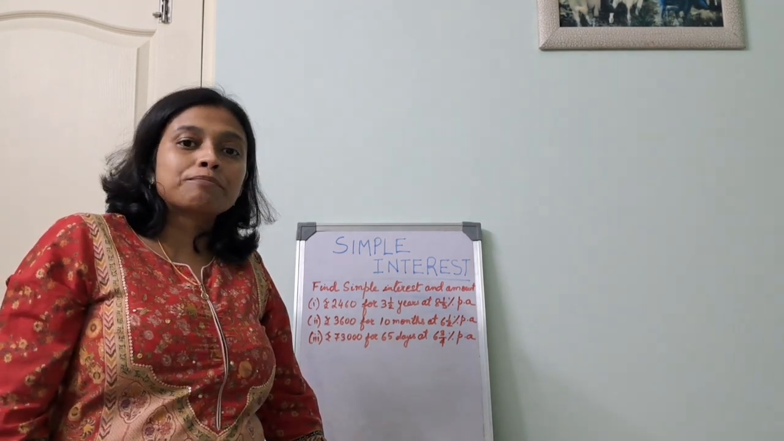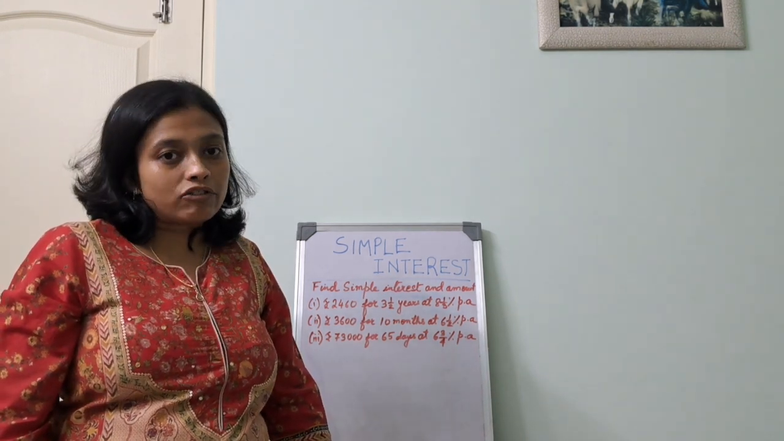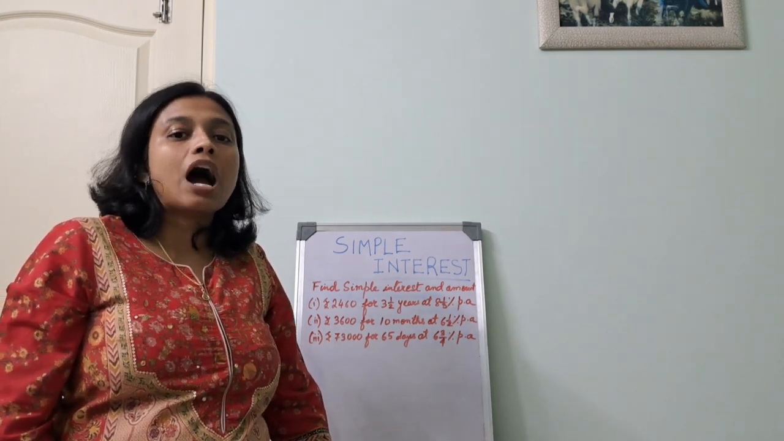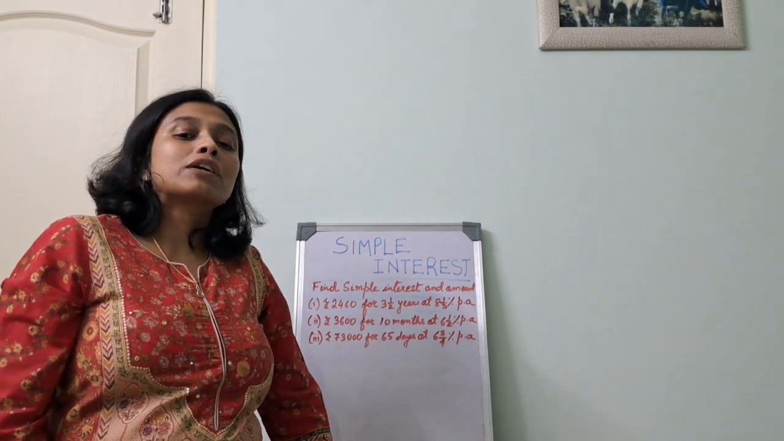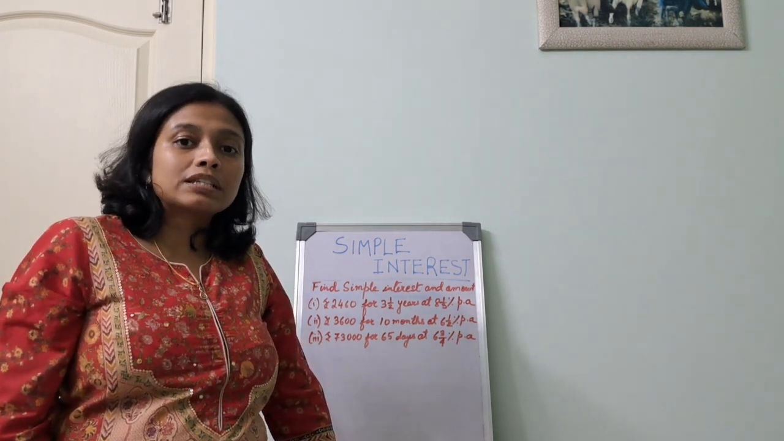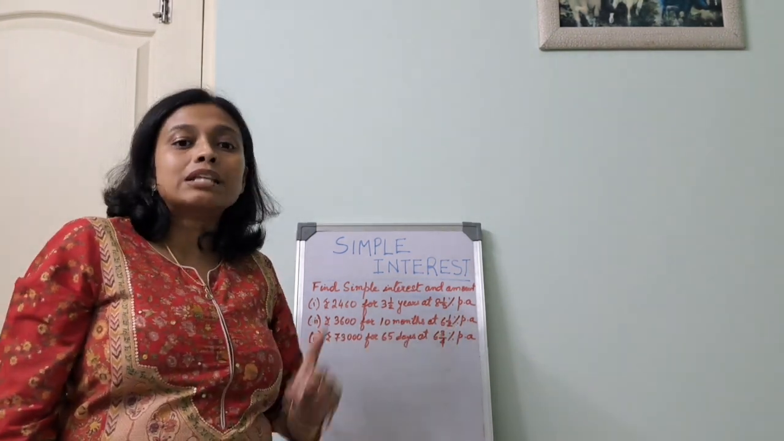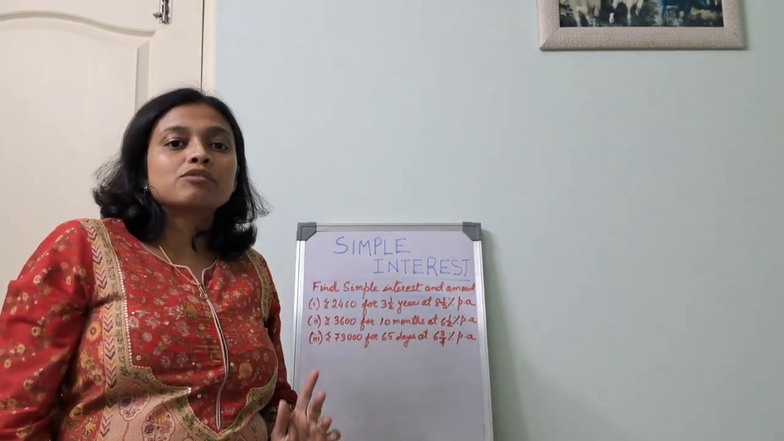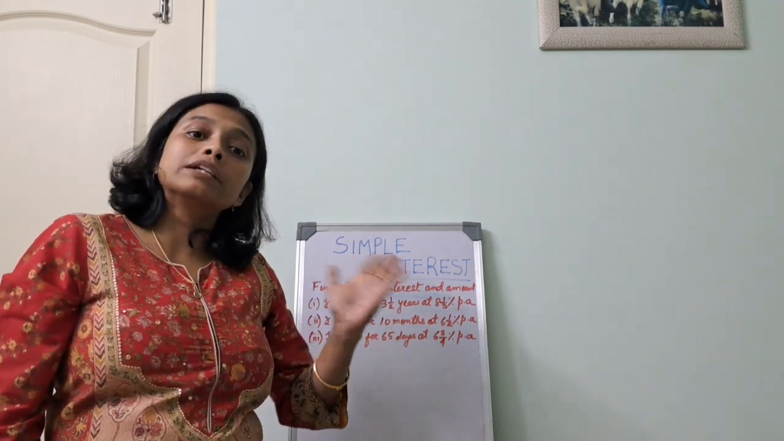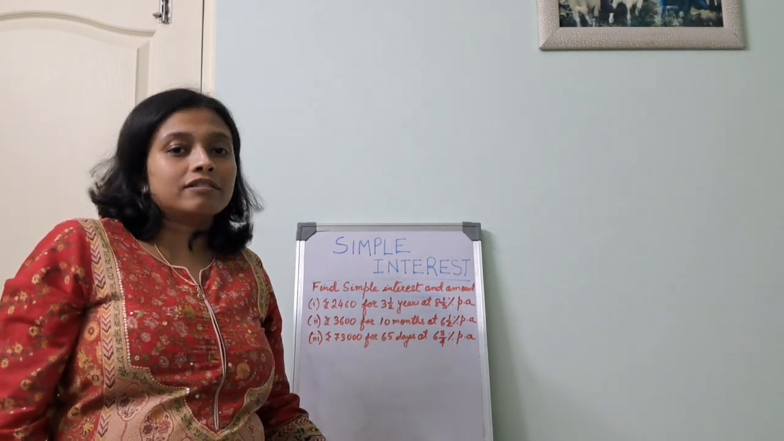So I hope all of you remember the two formulas. A is equal to principal plus interest, where A is the amount, and interest is equal to PRT by 100, where P is the principal, R is the rate in percentage per annum. So per annum can also be written as P.A. P stands for per, A stands for annum, which means for per year or every year. And T is the time period in years.